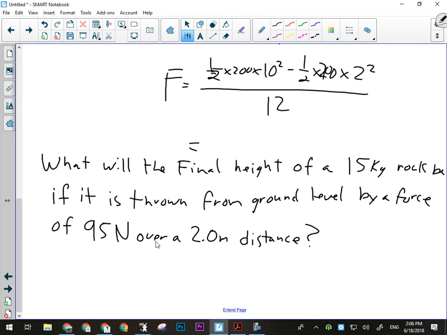Okay, so we want to find the final height of a 1.5 kilogram rock if it is thrown from ground level by a force of 95 newtons over a 2-meter distance. I'm going to give you guys a couple minutes to try that one before I do it on the board. It's a work energy theorem problem. This time it's to do with potential energy.